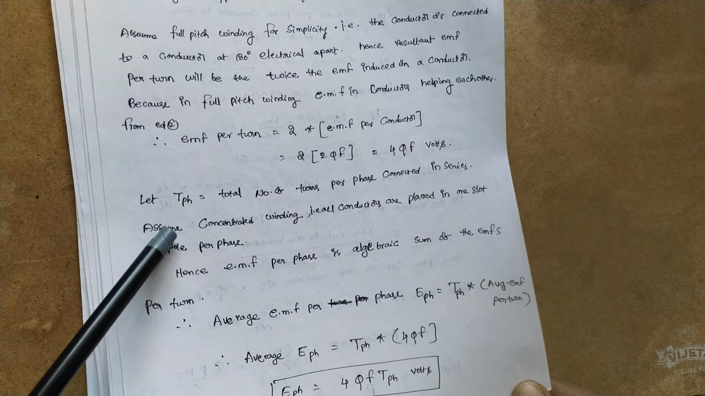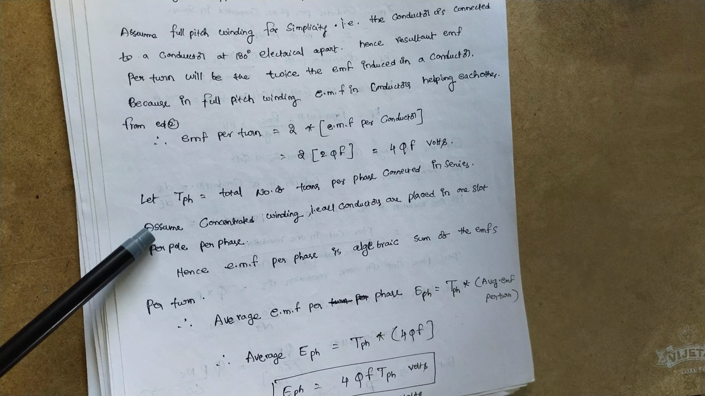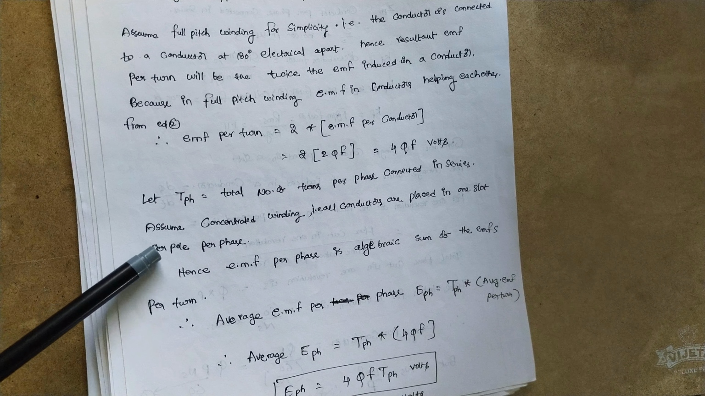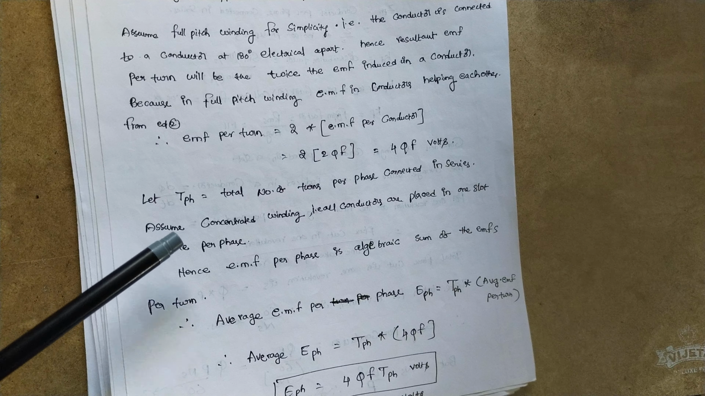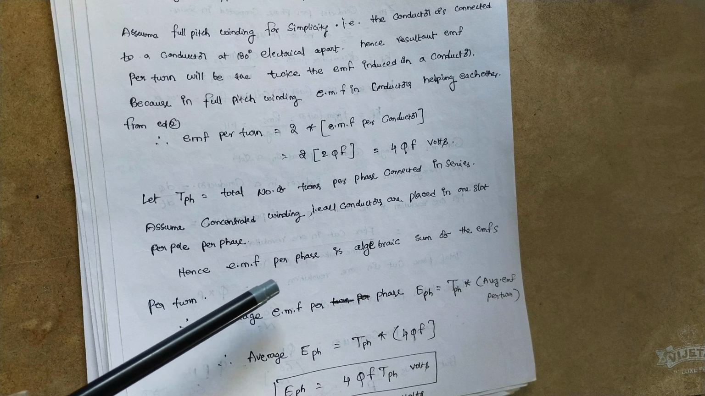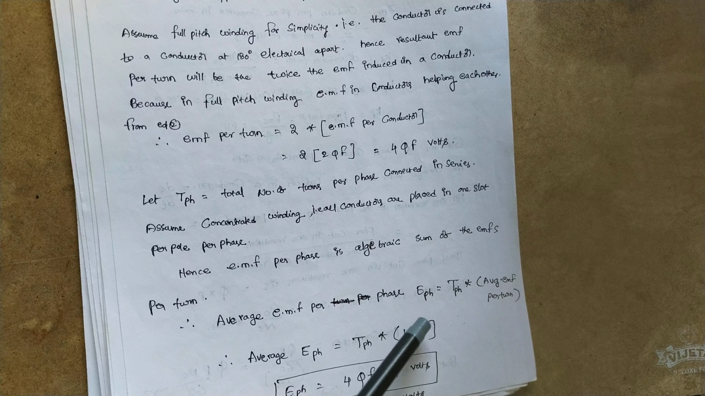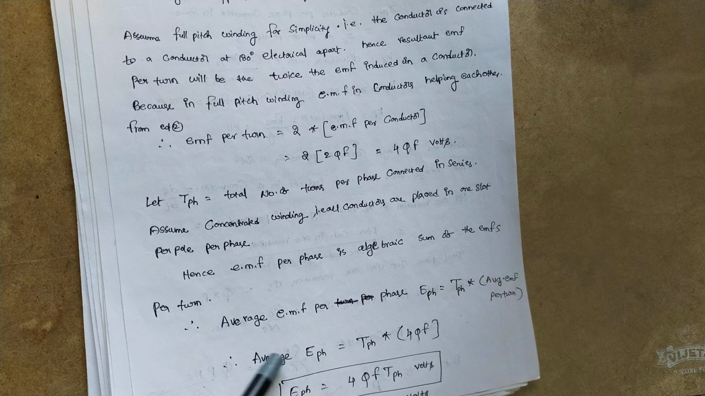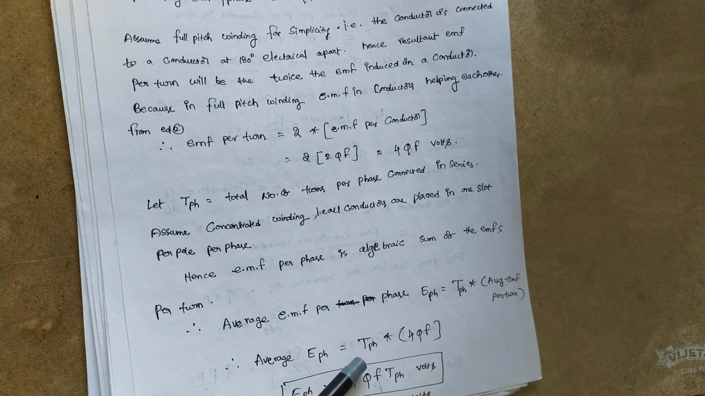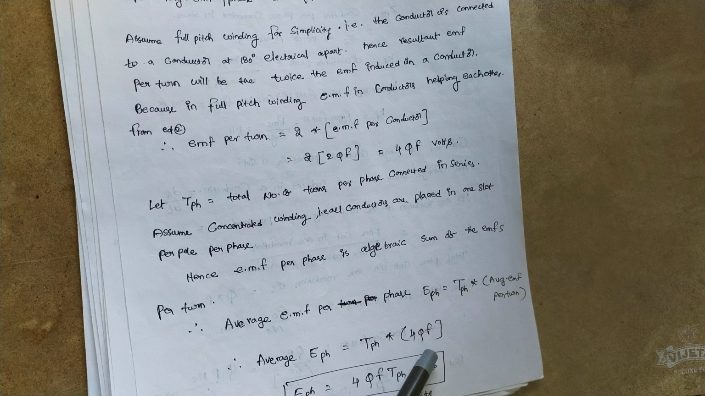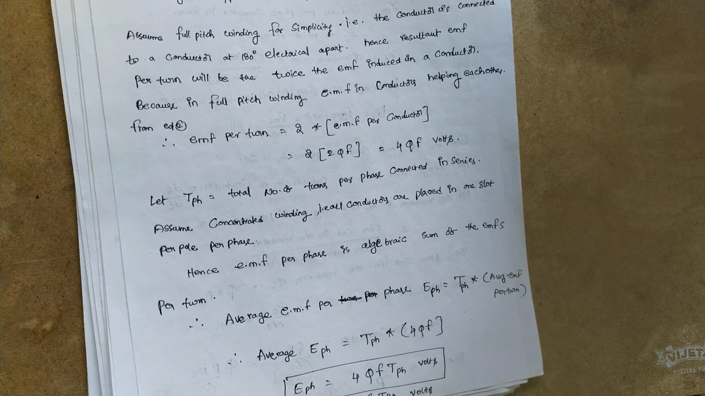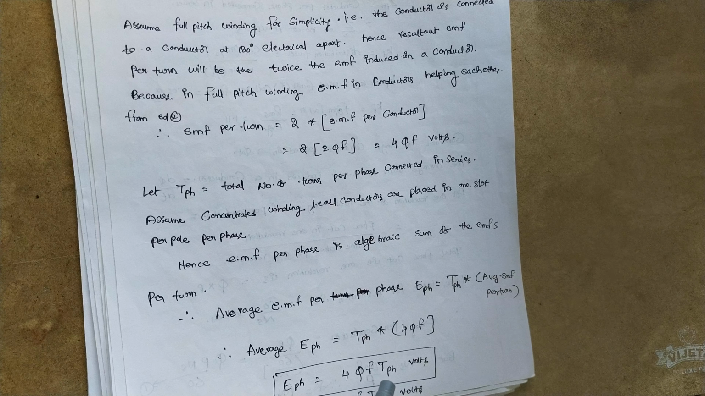Let T phase be the total number of turns per phase connected in series. Assume concentrated winding. All conductors are placed in one slot per pole per phase. Hence, EMF per phase is the algebraic sum of EMFs per turn. Average EMF E phase equals T phase into average EMF per turn. Therefore, average E phase equals turns per phase into 4 pi f, that is E phase equals 4 pi f T phase.